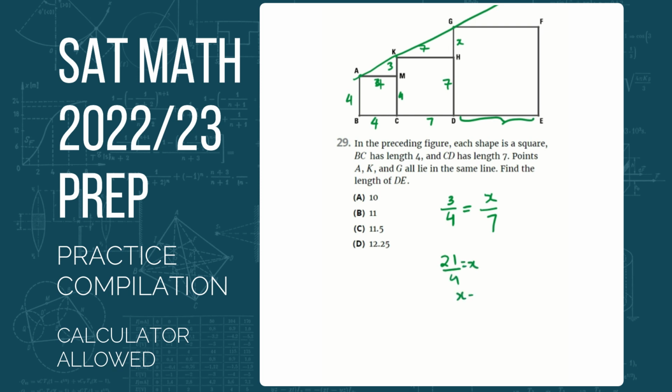X will be equal to 5.25. The length here of GD will be equal to 7 plus 5.25, which is 12.25. And since it's a square, DE will also be 12.25. The answer is D.